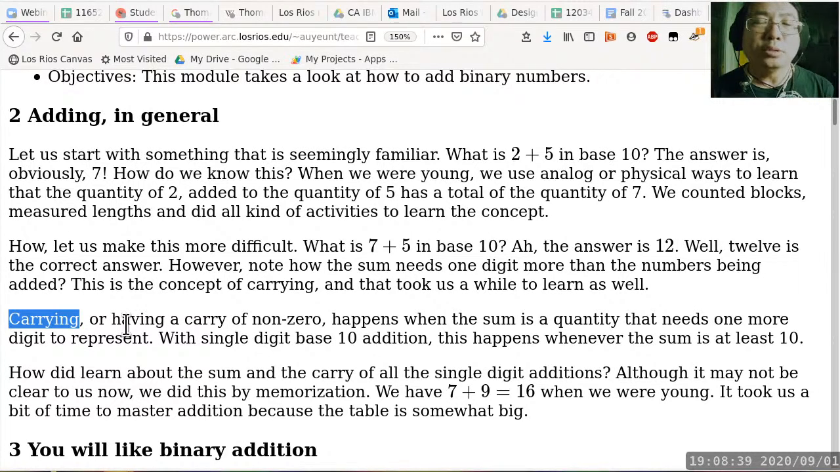Do we have any questions about the concept of a carry in addition, in just base 10? We are not talking about base 2 or binary at all. We are only talking about base 10 at this point. Do we have any questions about the concept of carrying? Okay, no questions. Very good. Then we're going to move on.